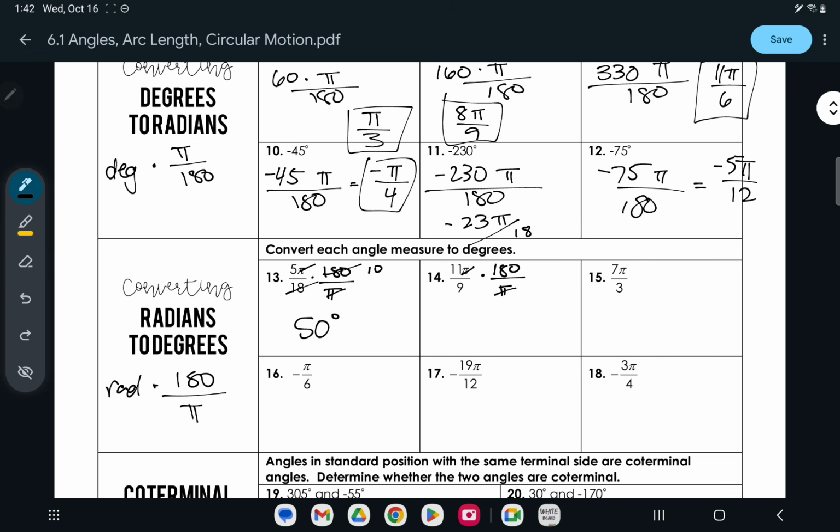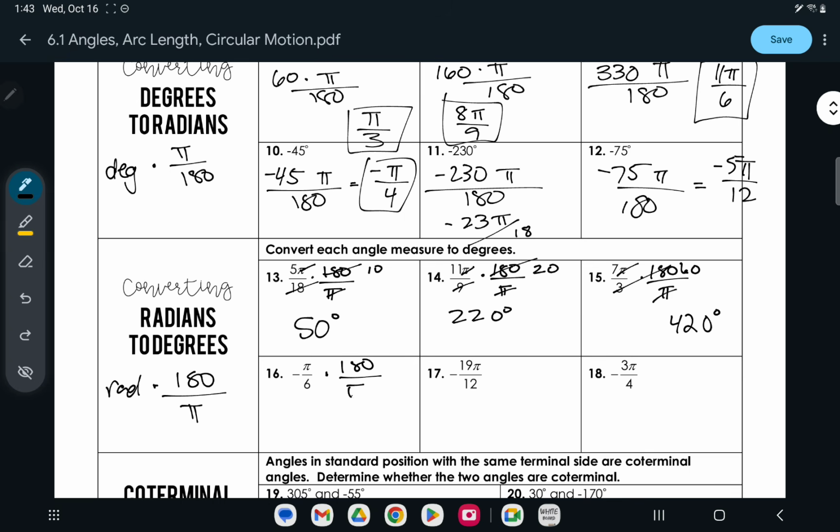The pi's are always going to cancel. 180 divided by 9 is 20, and 20 times 11 is 220. Again the pi's are going to cancel. 180 divided by 3 is 60, and 60 times 7 is 420.